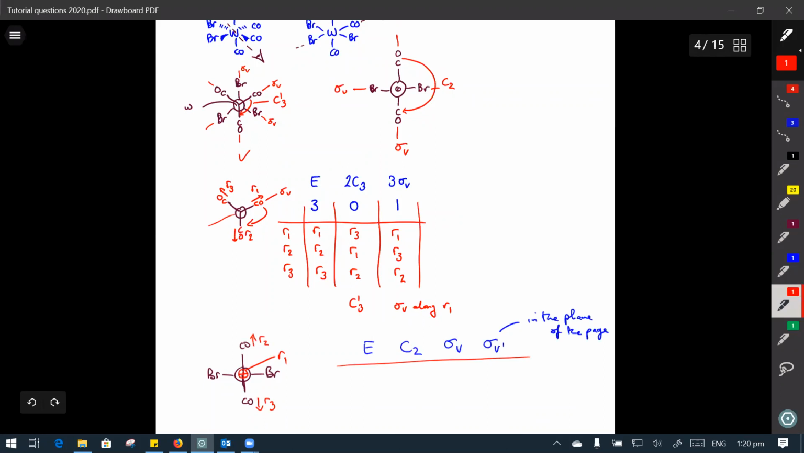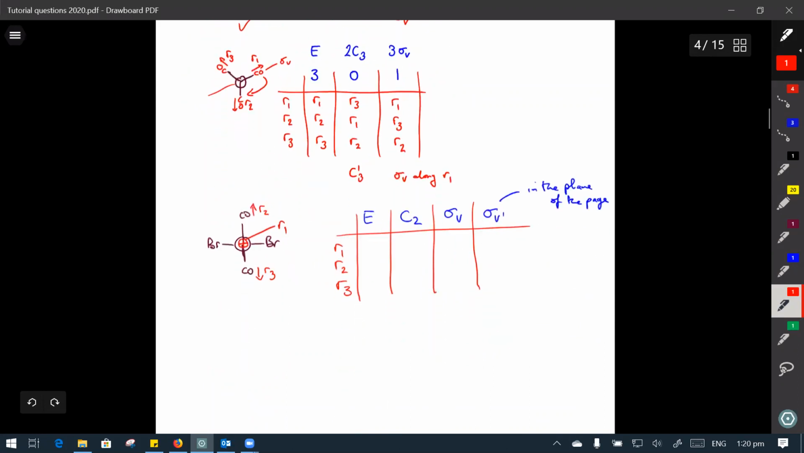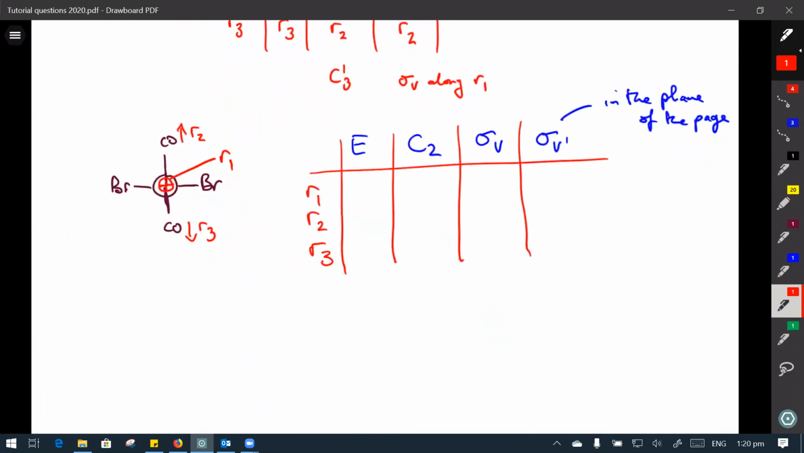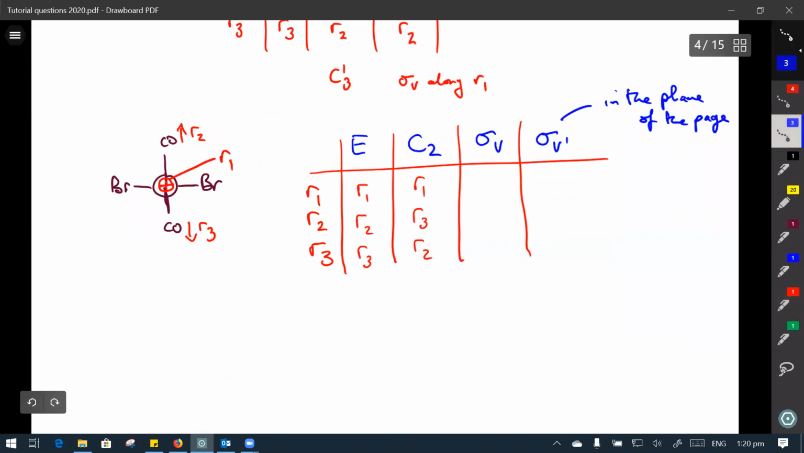And then we look and see what happens. So R1, R2, and R3. Under E, I'll do the same sort of style again. There we go. So R1 stays where it was, R2 stays where it was, and R3 stays where it is. For C2, R1 stays where it is, but R3 and R2 are reversed, right? So we're taking this and going all the way around there, and the same for R3. But this one here stays exactly the same.